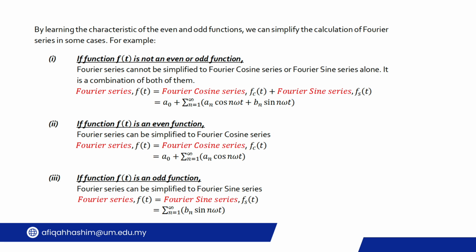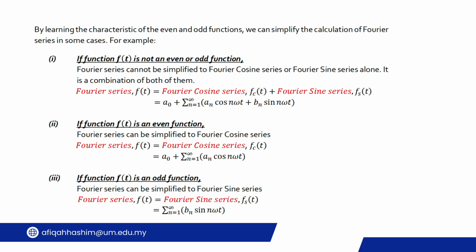If the function is not even or odd, what you can do is find both the Fourier cosine series and the Fourier sine series. You need to find the values of a sub n and b sub n. By learning the characteristics of even and odd functions, we can simplify the calculation of the Fourier series in some cases.